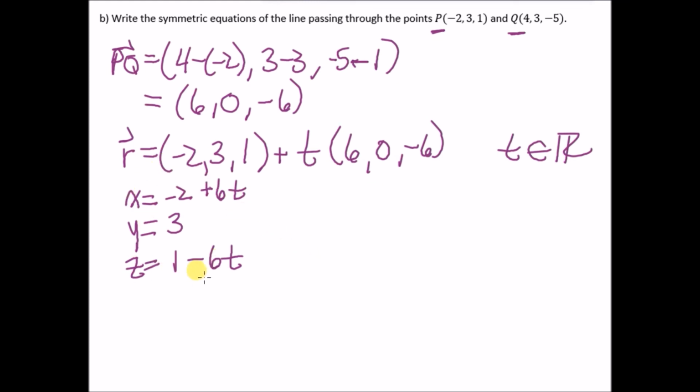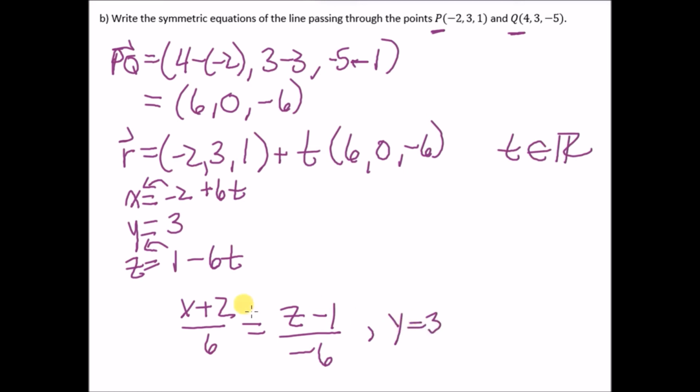So if we were to rearrange these to isolate for t, we bring over the negative 2, and we get x plus 2 over 6 equals, okay, I'm going to skip the y equals 3 for a second, and I'm going to bring over this positive 1, so we get z minus 1 over negative 6, and then I'm actually going to put comma y equals 3. If we're ever in the situation where we have 0 in front of the t, we can't divide by 0, right? Because that number would go down here. So we just write y equals 3.